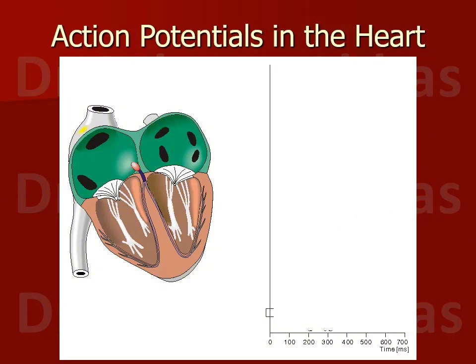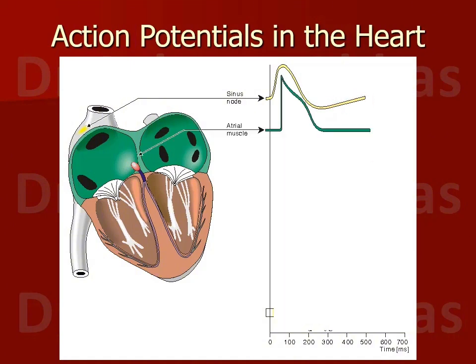So let's start. Number one, SA node. You see, this is the action potential in the SA node. We have already discussed that. In the SA node, you remember that there is no plateau phase. This spike, or phase 0, is because of the opening of the voltage gated calcium channels. And this is the repolarization. And this is the RMP, which is unstable, the pacemaker potential.